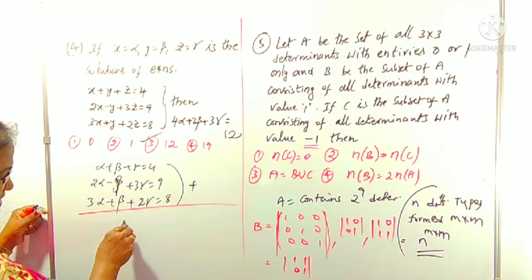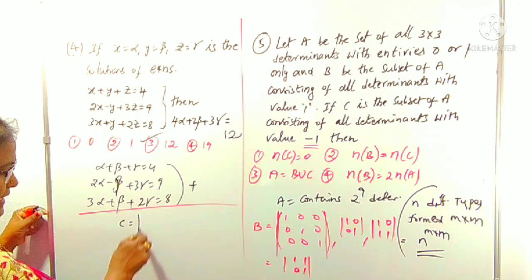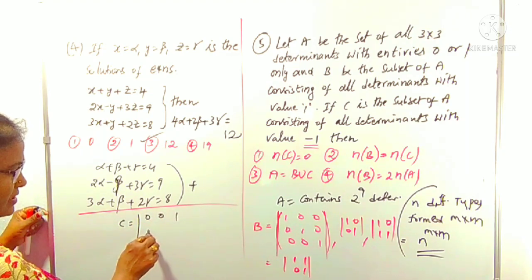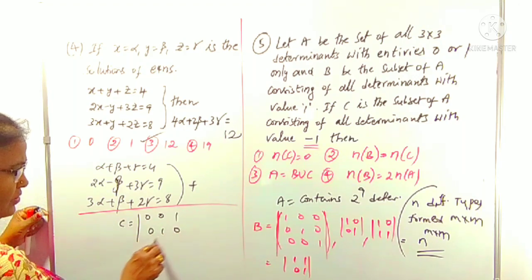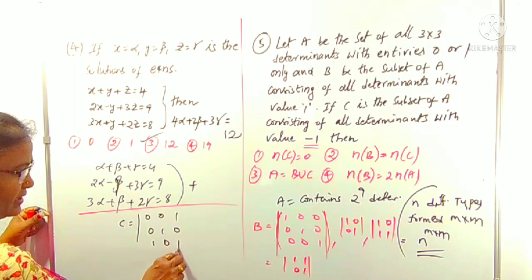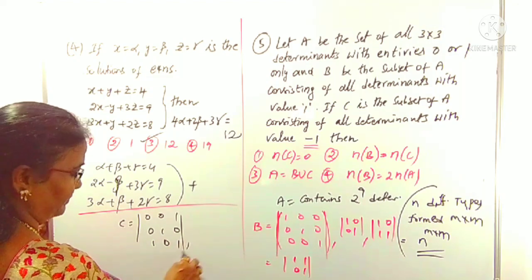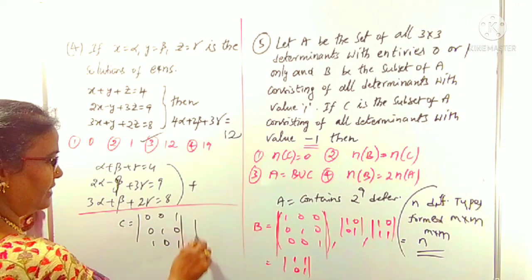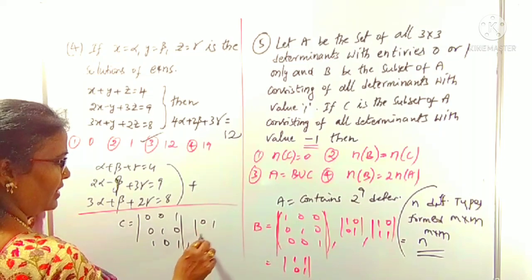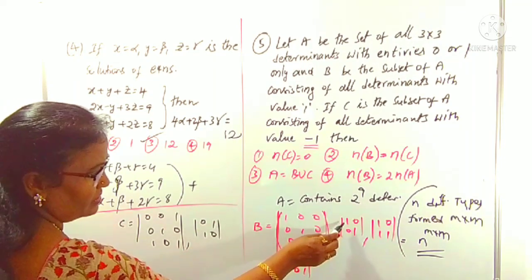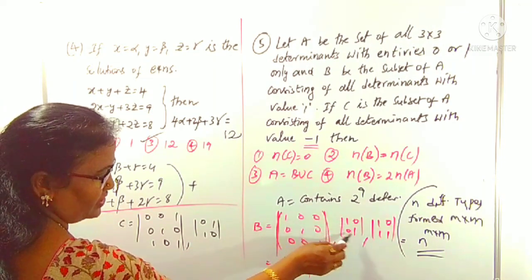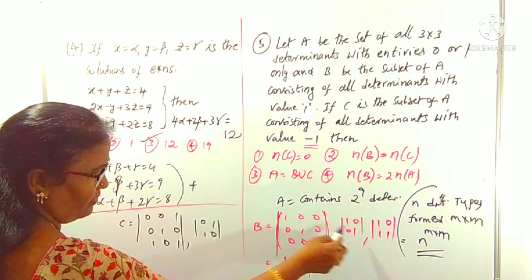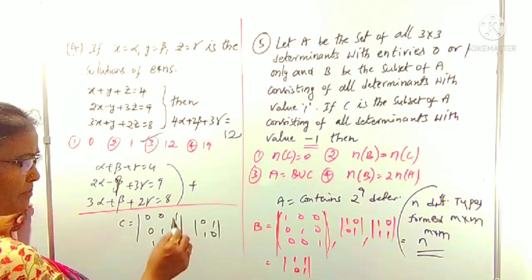C is one of the determinants, in the form of det of 0 0 1, 0 1 0, 1 1 0 1. This value is minus 1. We can check it. Next, 0 1 1 0. Here these two interchange, 1 0 0 1, we can write 0 1 1 0. That value is also minus 1.